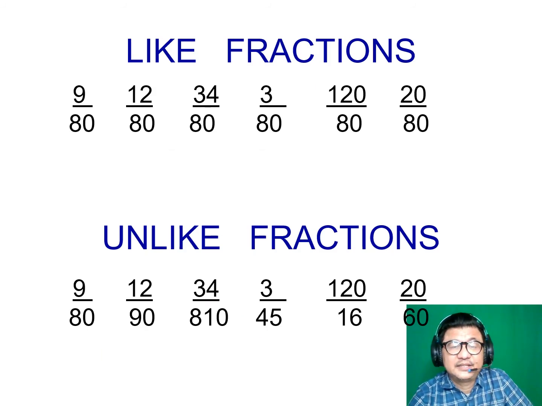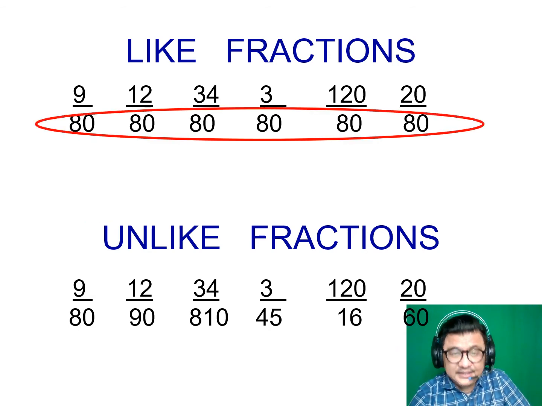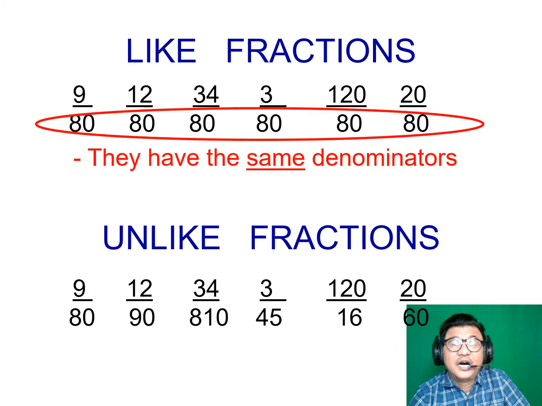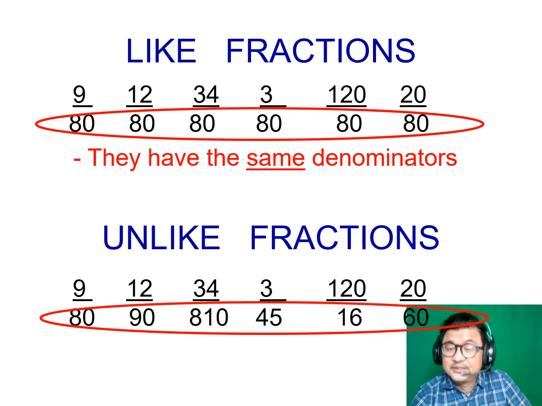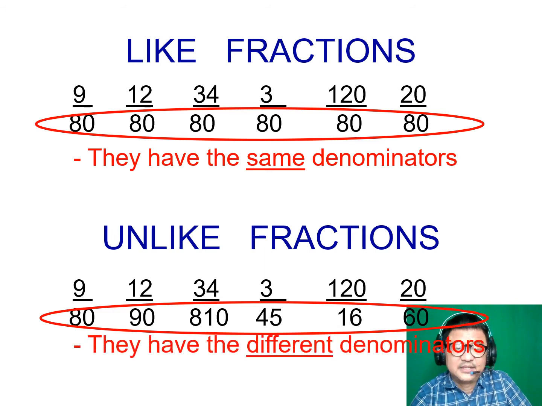Why are these like fractions? Look at the bottom. Look at the denominator. Yes, the denominators are all the same. That's why they're called like fractions. Sometimes they call it similar. Similar and like, that's the same. Now the bottom is unlike or dissimilar because, again, look at the denominator. Yes, they are different. So different denominators, unlike fractions.